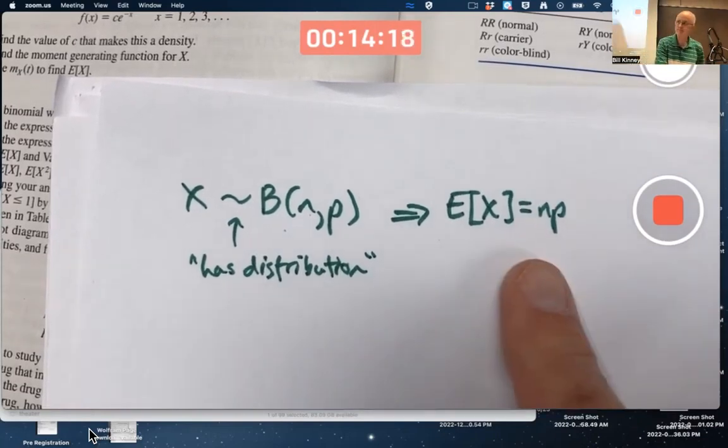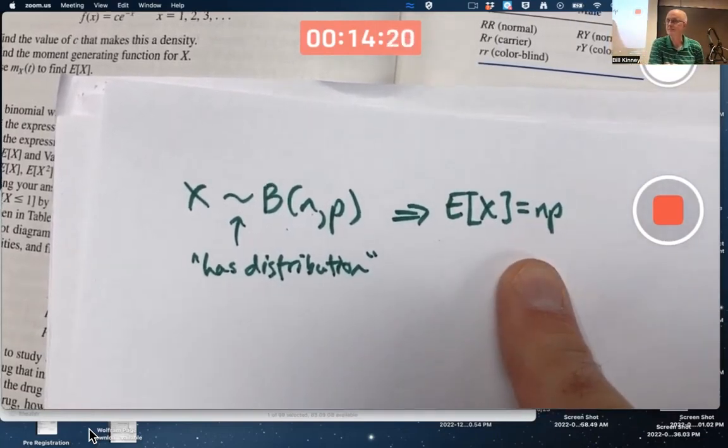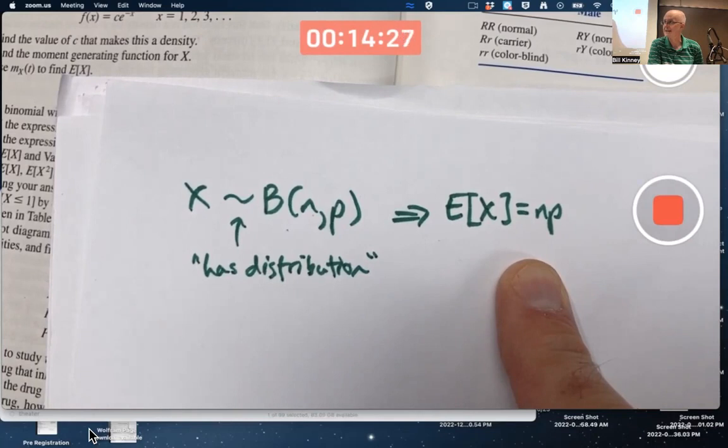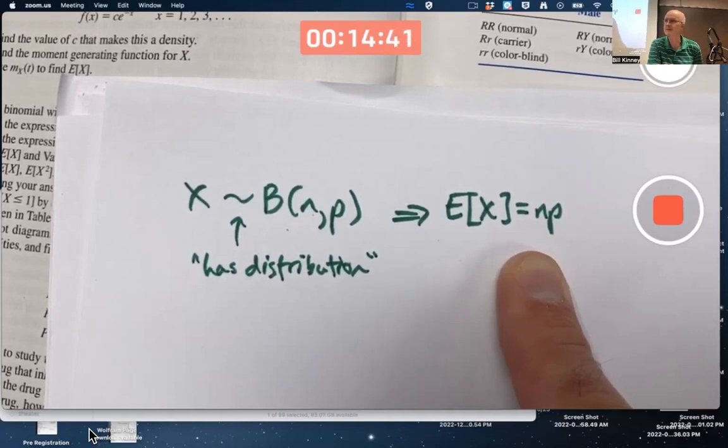That's not the definition of expected value, right? The definition of expected value is that it's the sum of x times little f of x, right? But that sum, when x is binomial, happens to equal n times p. We derived this last time with the moment generating function. And this makes good intuitive sense.